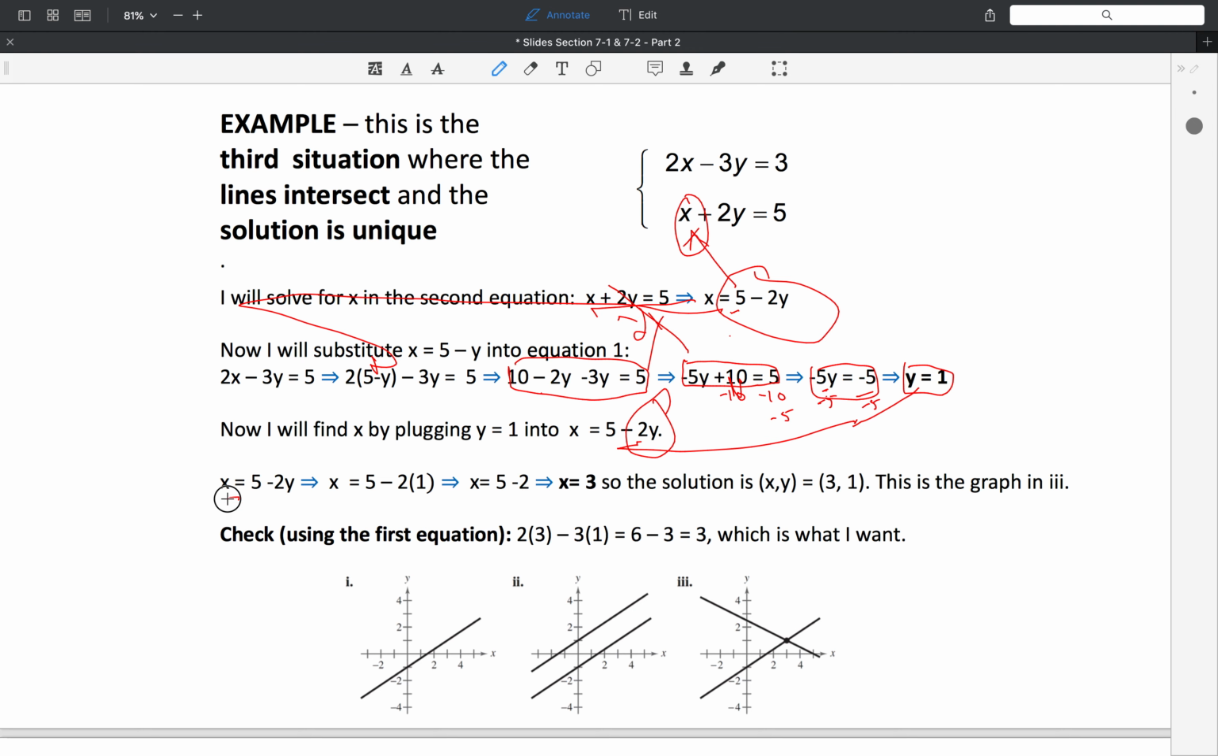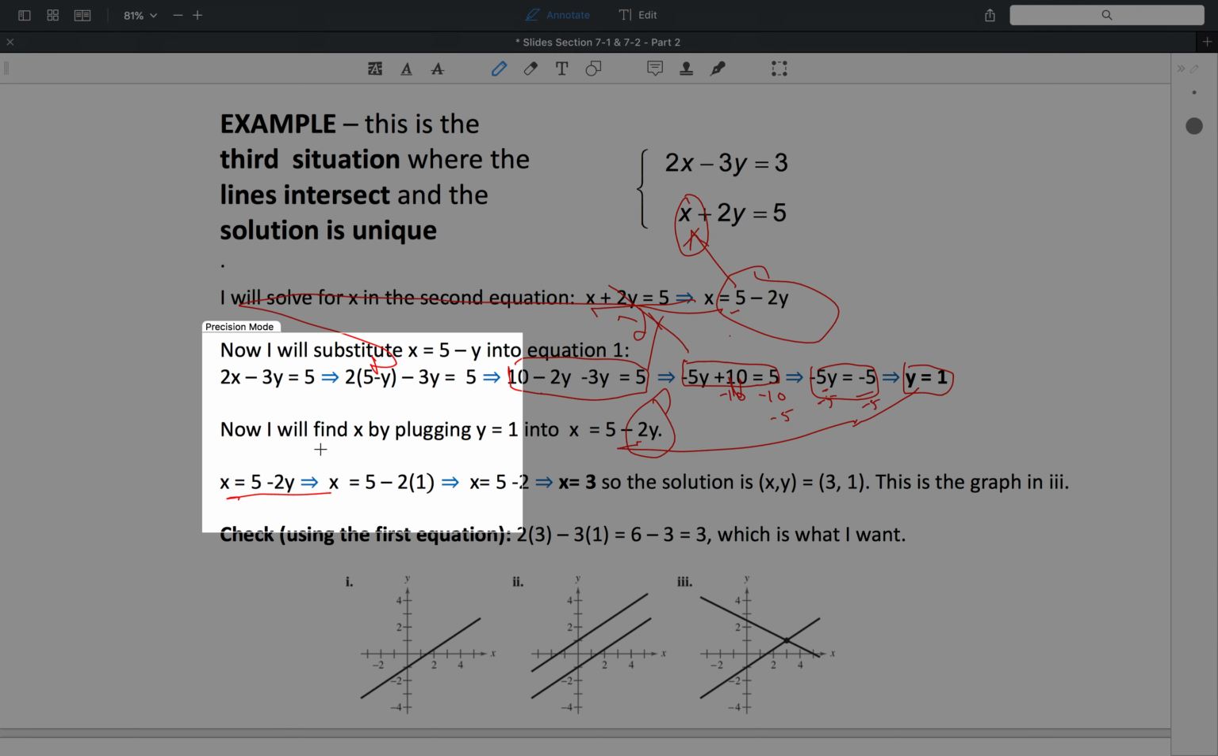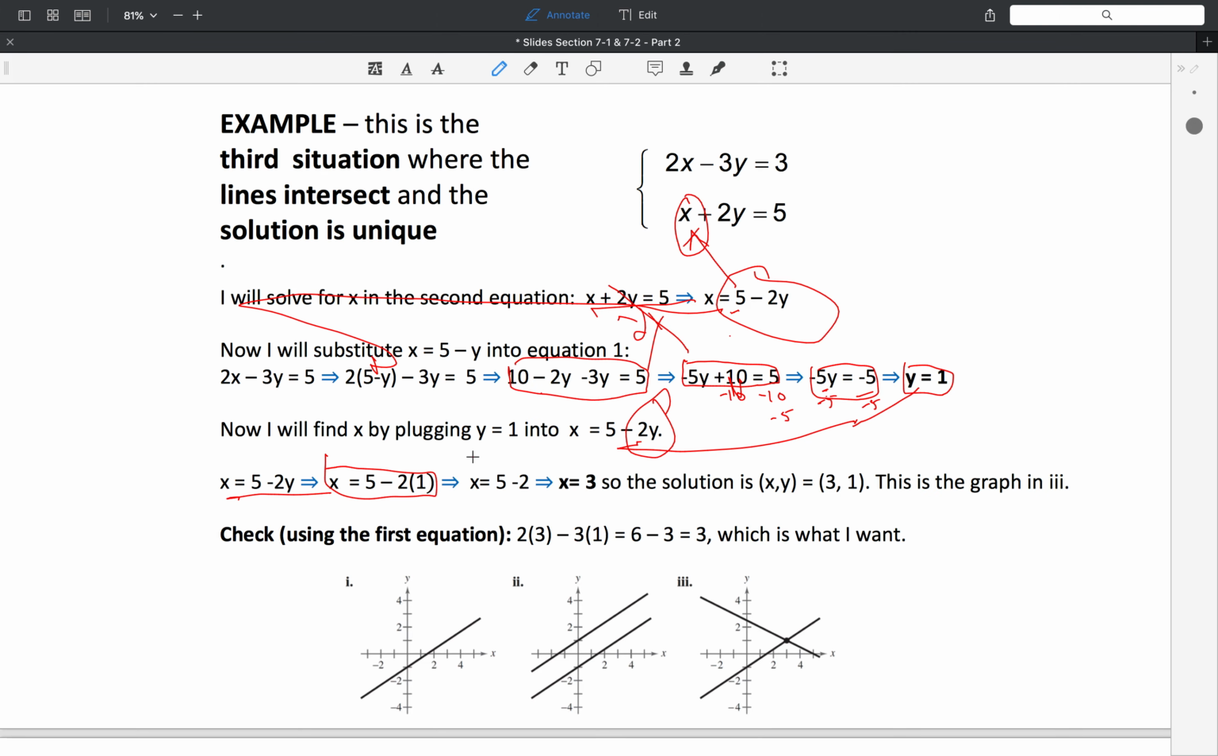And that's what I do here. X is equal to 5 minus 2y. That means that x is going to be equal to 5 minus 2 times 1. I do the math here. I see that x is equal to 3. So my solution is this, and that's going to be this point right here.